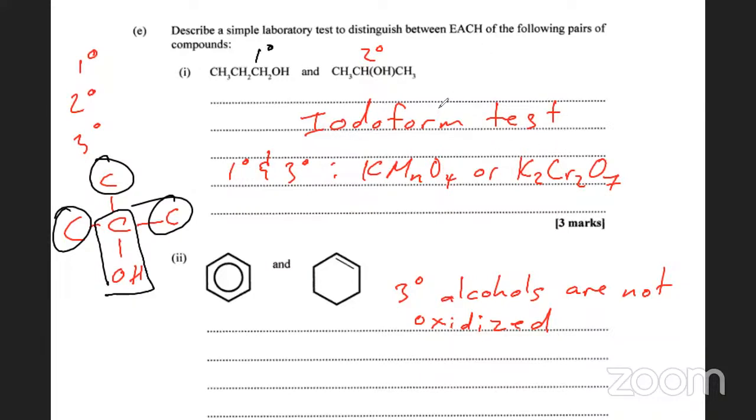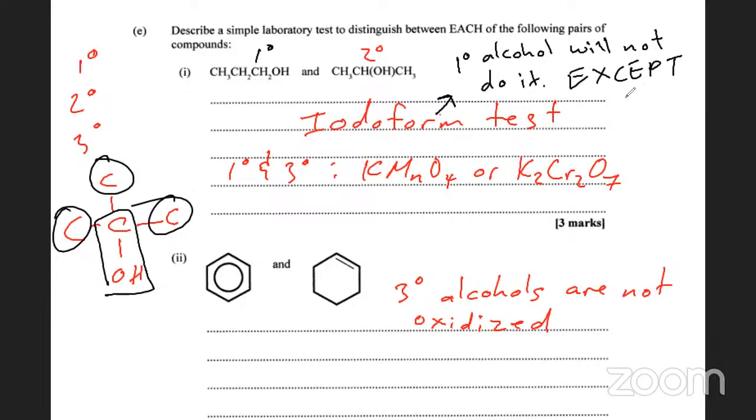With the iodoform test, I should mention, primary alcohol will not do it, except ethanol. Primary alcohol will not do the iodoform test. Right? And the exception is ethanol.